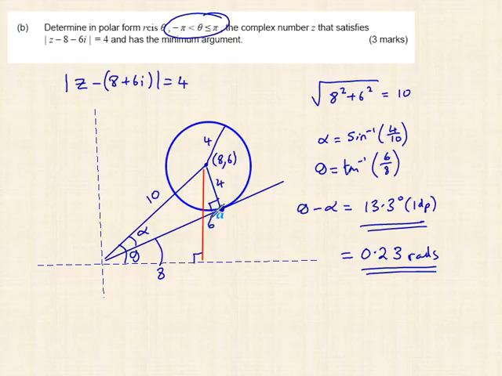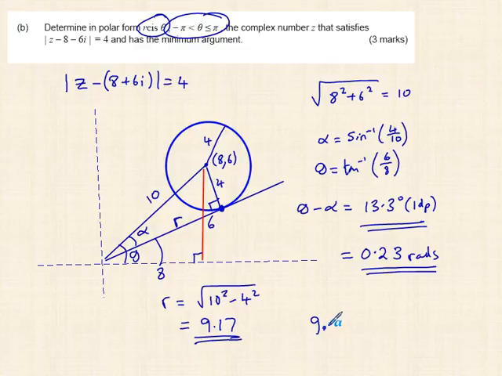And we also want r, which is this length here, and we can get that using Pythagoras in this triangle. So r is going to be the square root of 10 squared minus 4 squared, and that gives me 9.17 to 2 decimal places. So r cis theta is going to be 9.17 cis 0.23.